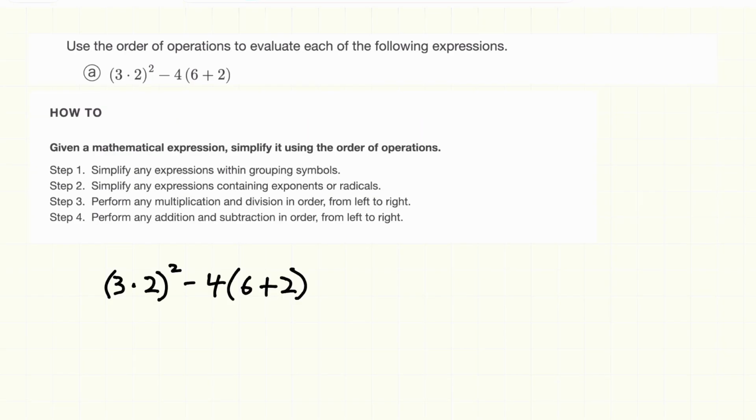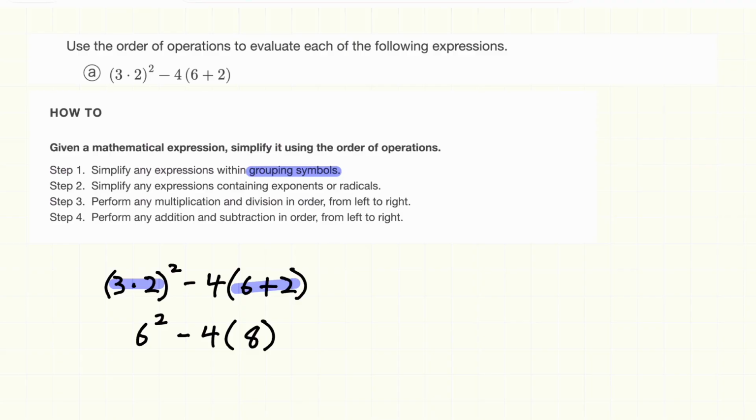So, looking at our first example, we have this expression, and for step 1, we're told to simplify any grouping symbols. So we have these parentheses. In our first step, we will simplify those. 3 times 2 is 6, and that is still being squared, and 6 plus 2 is 8. I left the parentheses here just to show multiplication, but there's no simplification to do inside that parentheses. It only has the 8.